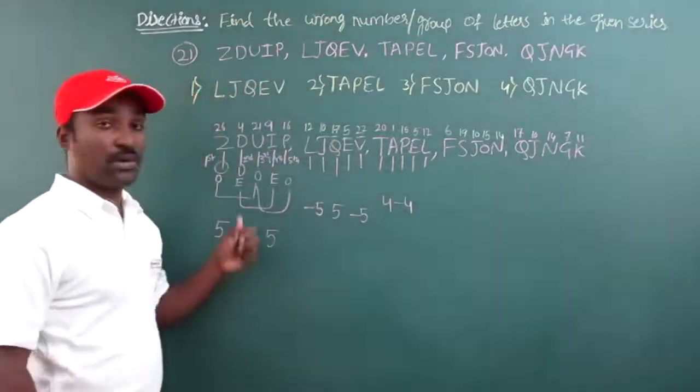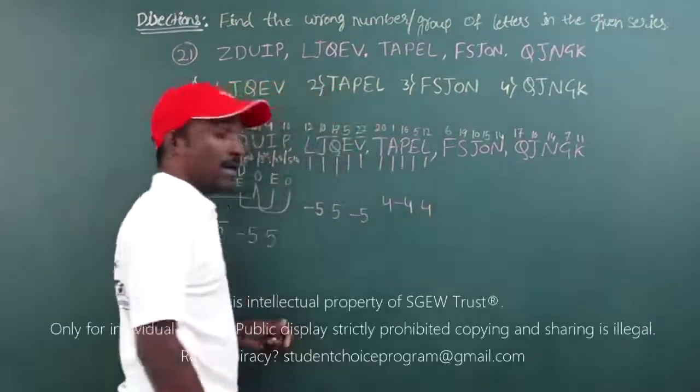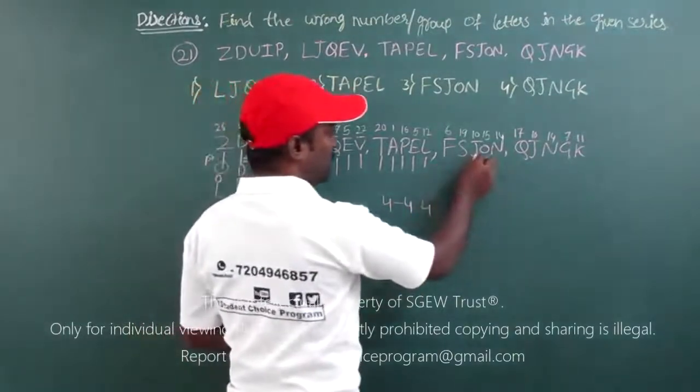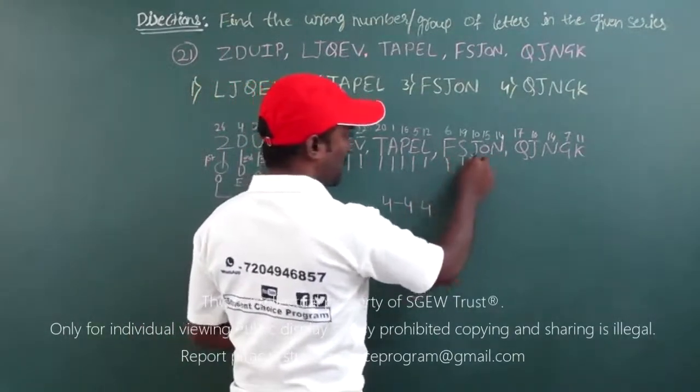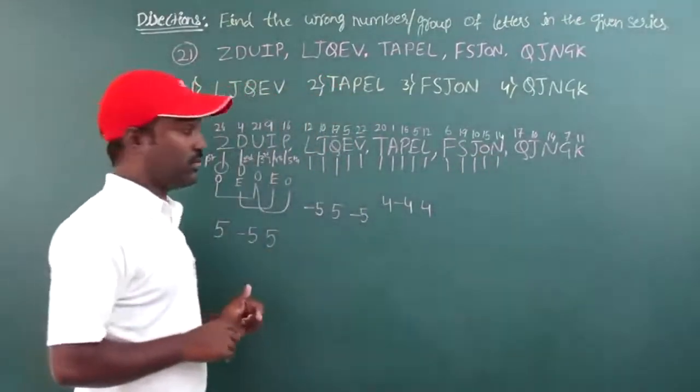What is 16 minus 12? 16 minus 12 is 4. Again, move to the next set of letters: F, S, J, O, N. First position, second, third, fourth, fifth. First position minus third position.